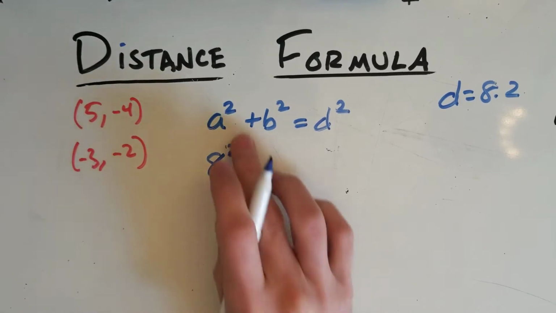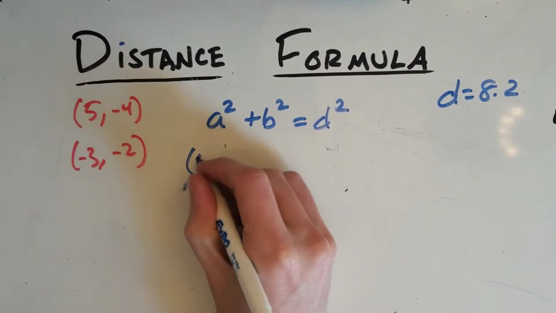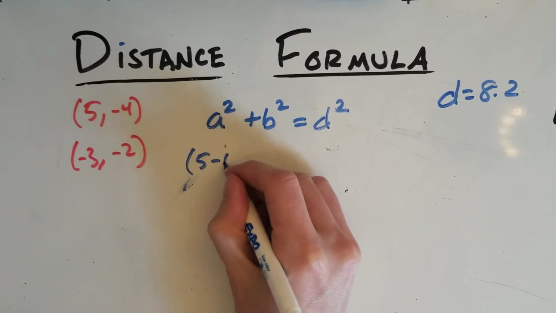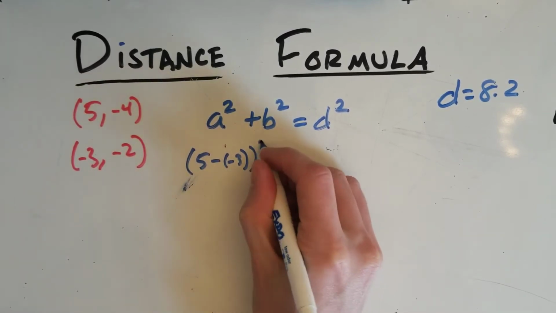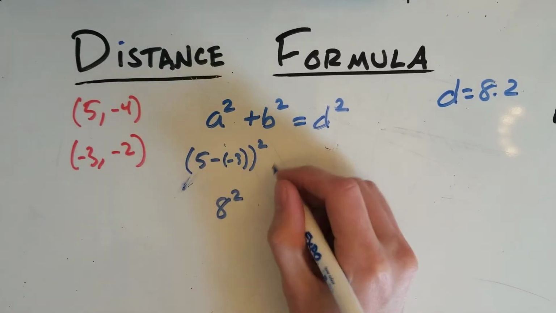Or if you want to write it, you can even say it like this. If you want to find the distance between those 2, you subtract them. 5 minus -3, squared. And 5 minus -3 ends up being 8.